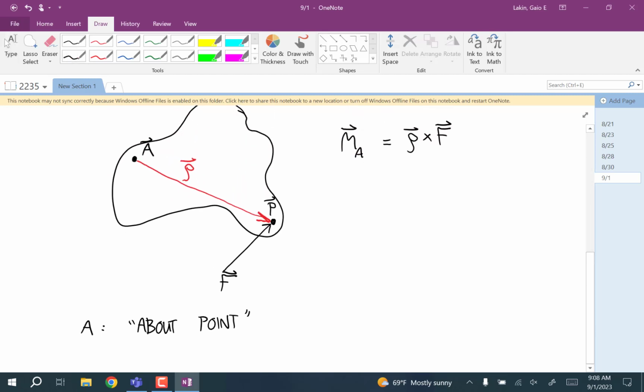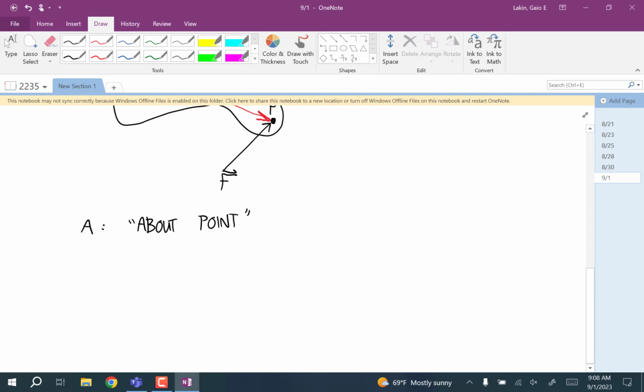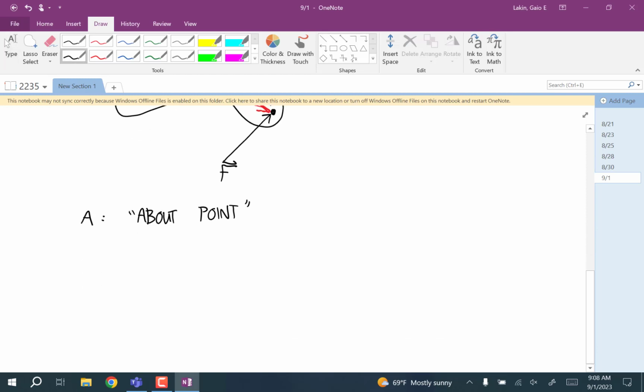Okay, so the meanings of these things. A is the about point. P is the point where the force is applied.